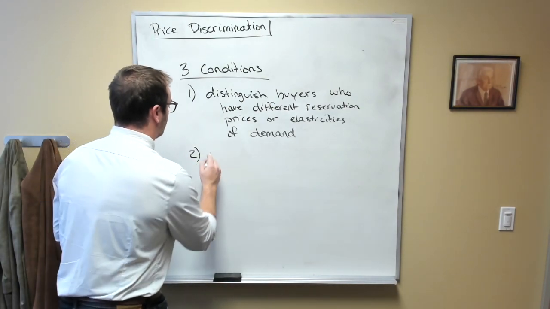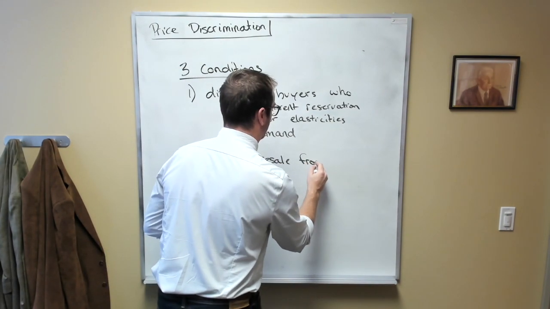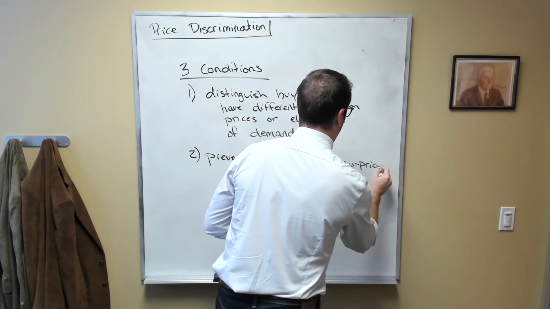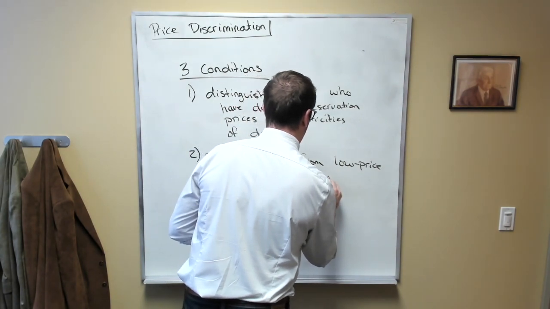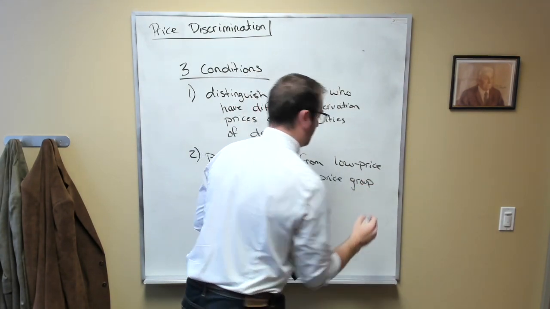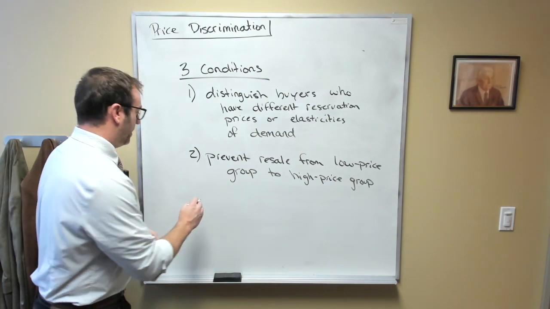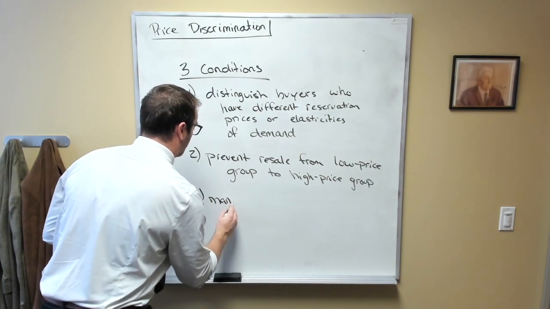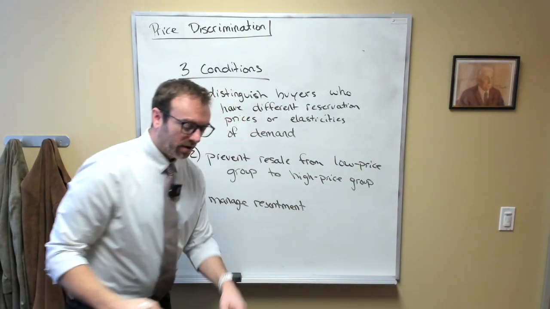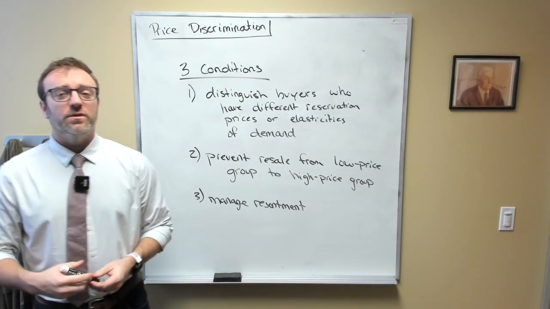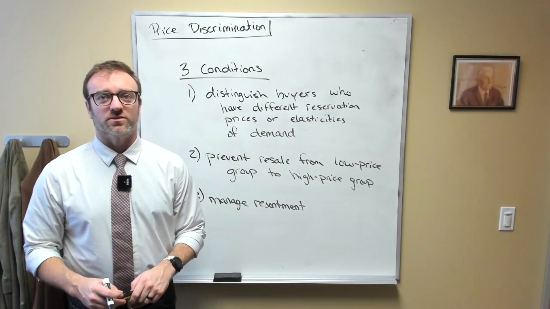Number 2, you must be able to prevent resale from the low price group to the high price group. Okay? So in other words, you have to be able to prevent arbitrage. And then the third and final one is that you must somehow manage resentment. The customers who pay the high price are more likely to resent the customers who pay the low price. So you have to somehow manage this resentment.